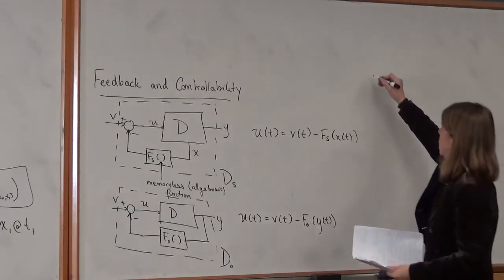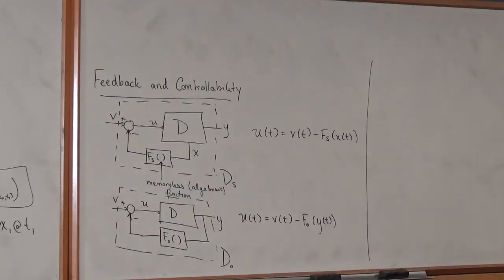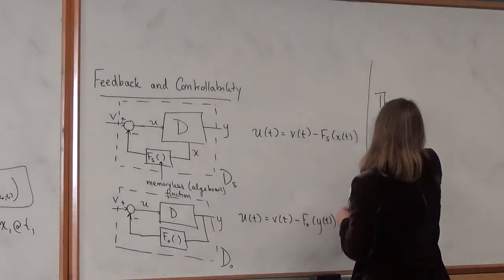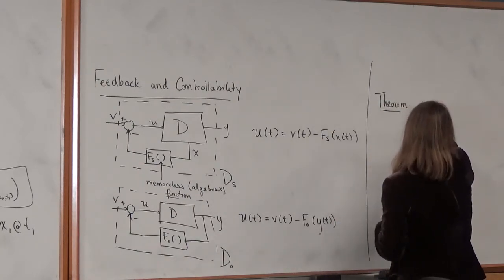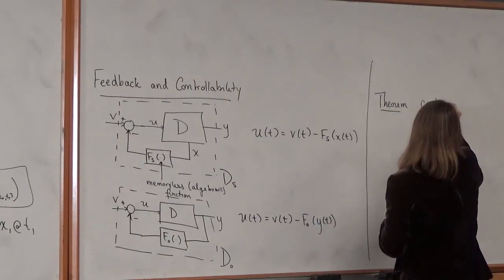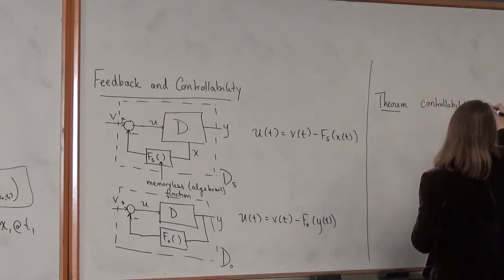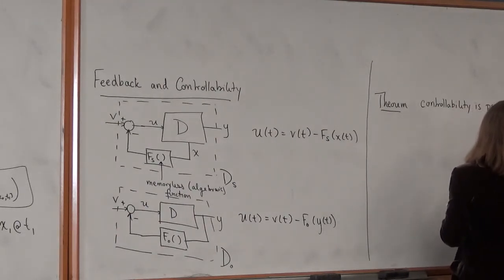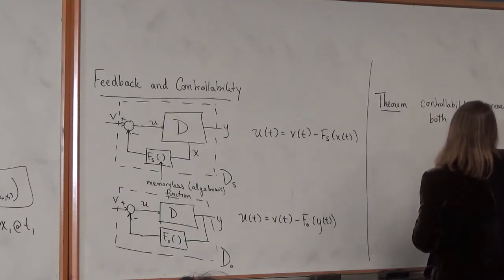There's a nice result that we can prove now with just what we have in terms of a definition of controllability. Let's call this a theorem, and I'm going to state it first: controllability is preserved under both state and output feedback.